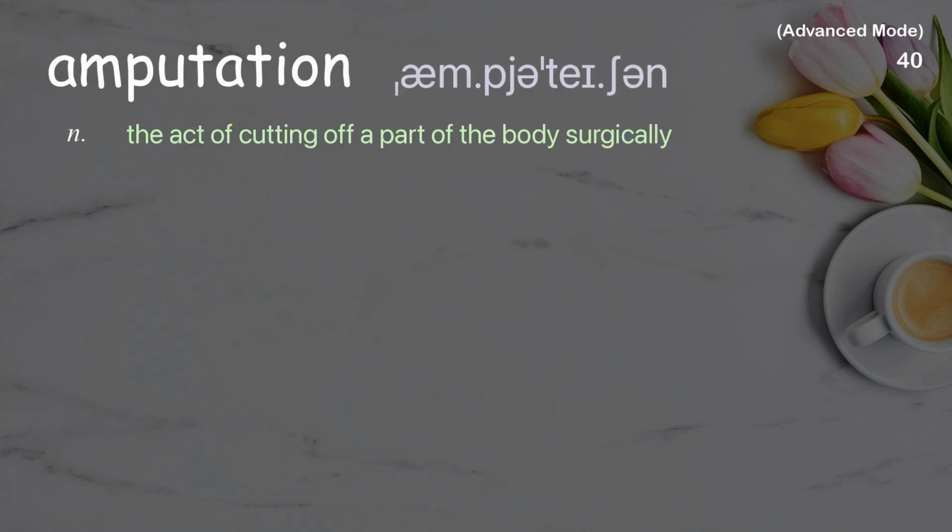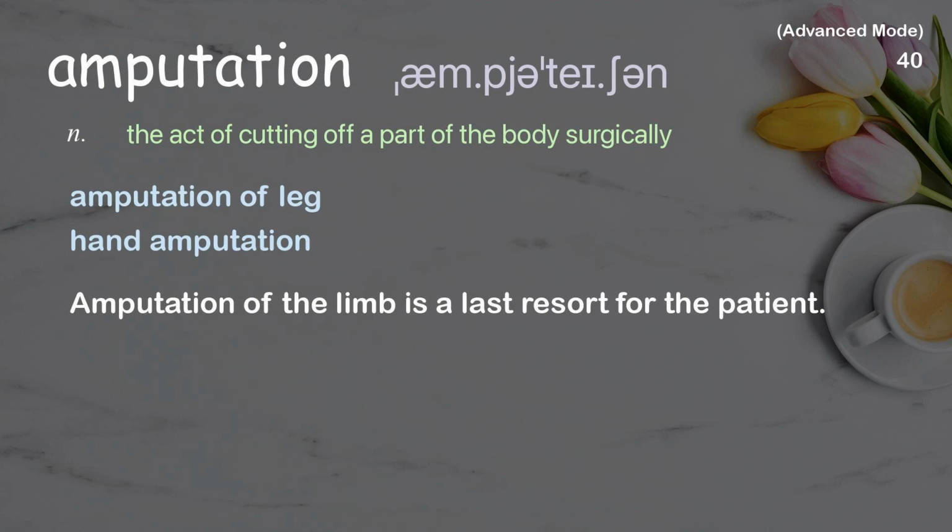Amputation. The act of cutting off a part of the body surgically. Examples: Amputation of leg, hand amputation. Amputation of the limb is a last resort for the patient.